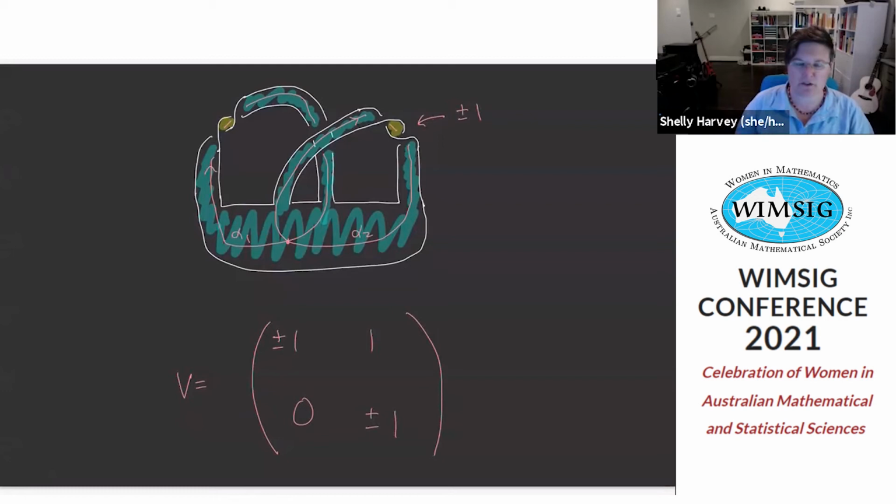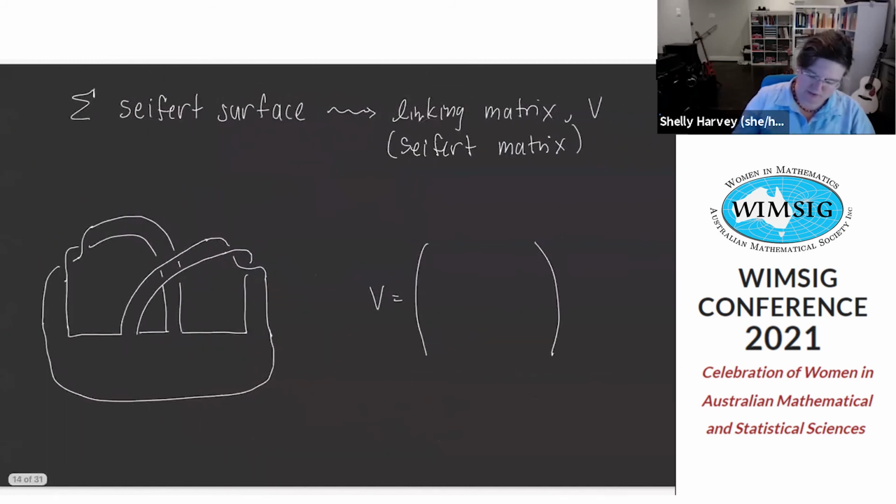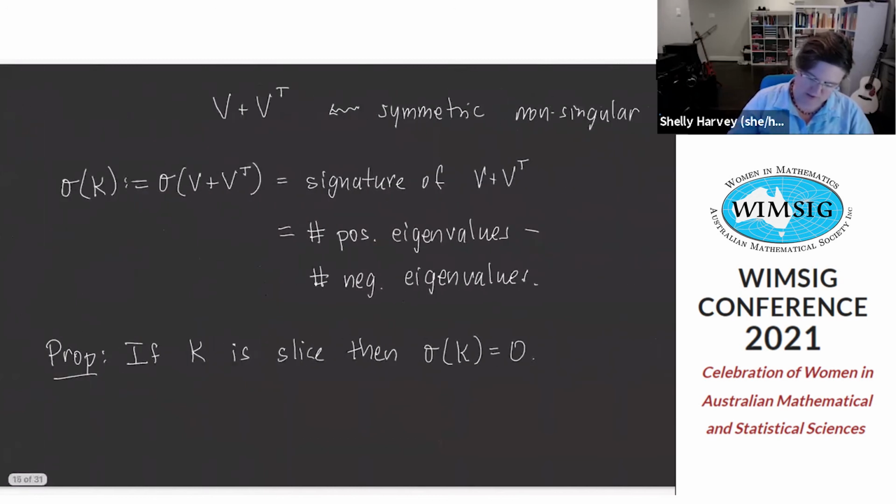Well, that's a lie too, because what does a signature mean for a non-symmetric matrix? Okay, well, what you can do is take your matrix and add it to its transpose. Then it is symmetric. And then you have a symmetric non-singular matrix, and you can define the signature to be the number of positive eigenvalues of the matrix minus the number of negative eigenvalues. And it turns out that if it's a slice, then that signature is always 0.